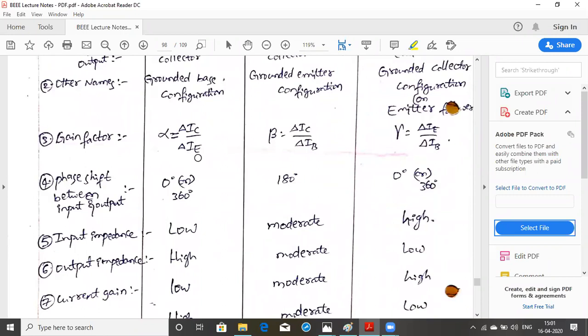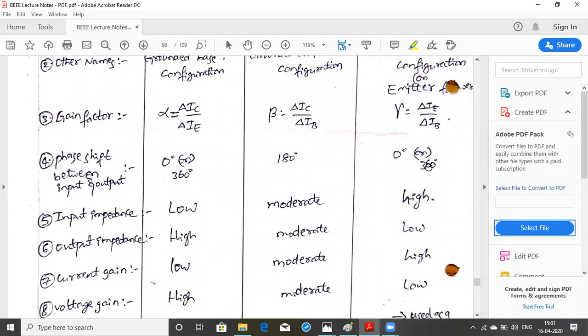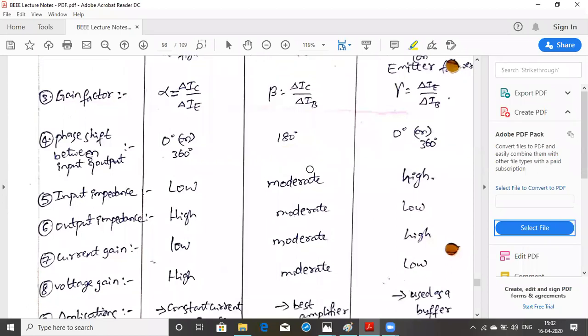Now this is the phase shift. This phase shift is between the input and output. If you are giving an AC signal, how the phase shift is going to take place. If you see 0 degrees, that means there is no phase difference. But we have a phase difference only in case of common emitter configuration, that is 180 degrees phase difference. This you can see when you are doing the AC bias, that is for amplification purpose.